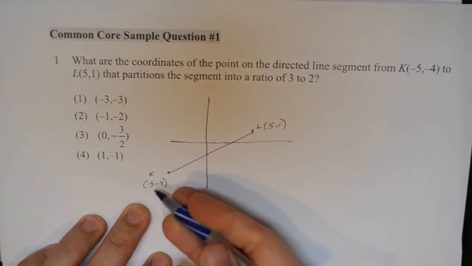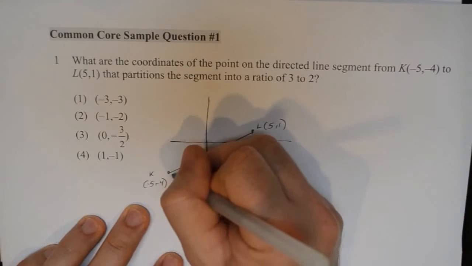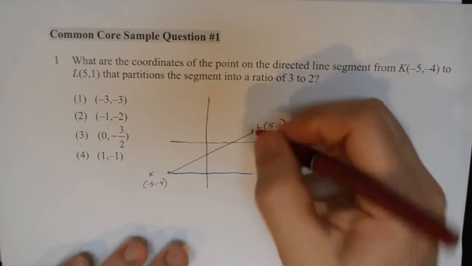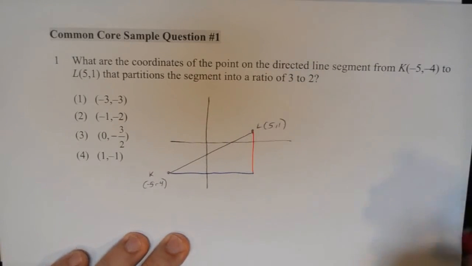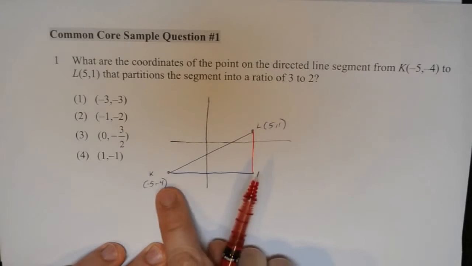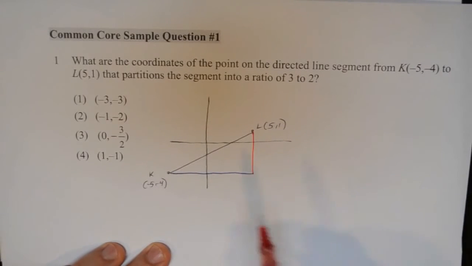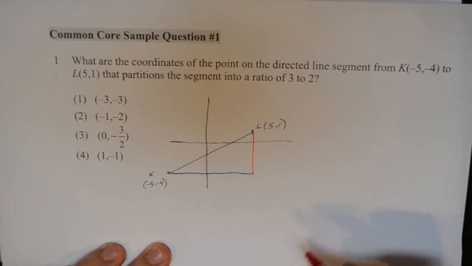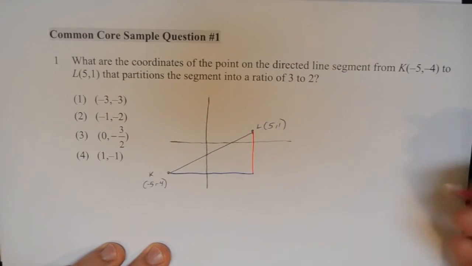Well, the trick to dividing a line segment like this proportionally is that you first have to think about the change in x and the change in y. Right? This line segment is slanted, at least in this coordinate plane, which means you have to change your x and y coordinate to get from K to L. That means that if I want to divide it in the ratio 3 to 2, I have to also divide my x and y in the ratio 3 to 2.